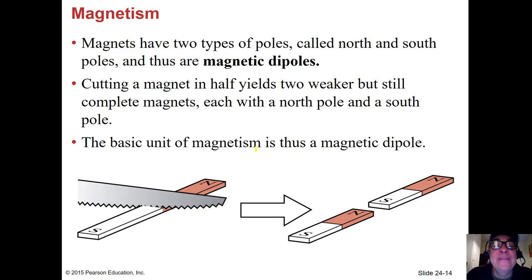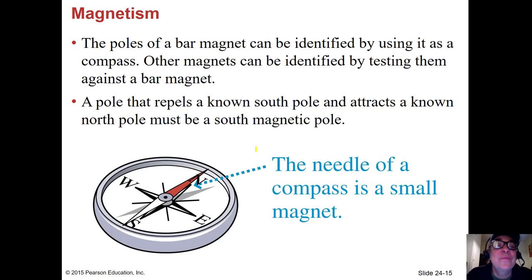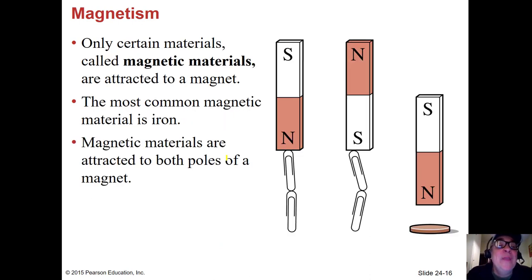The difference would be with electricity. You could have an isolated positive, isolated negative charge. The poles of the bar magnet can be identified and used as a compass. Usually if you do have a compass, one side has a different color than the other side. Usually the brighter color is the one that's going to point north. So if you're trying to navigate, you can use that as an indication of the direction that you're traveling. And we'll see why it points north in just a few minutes.